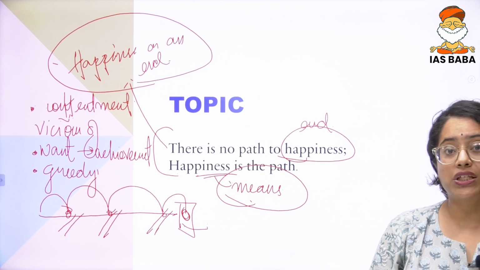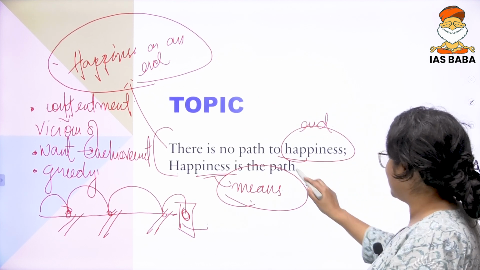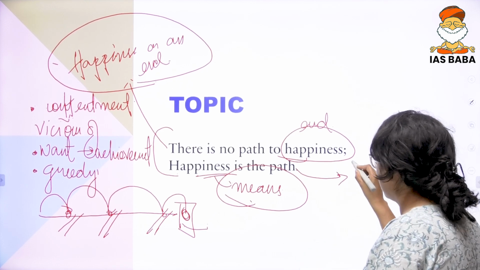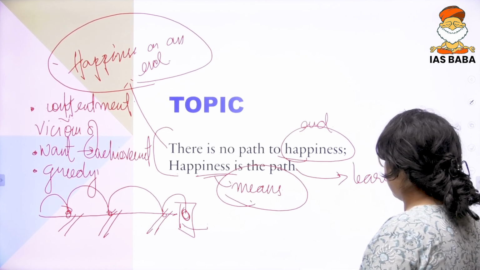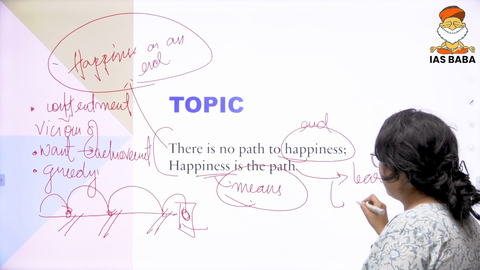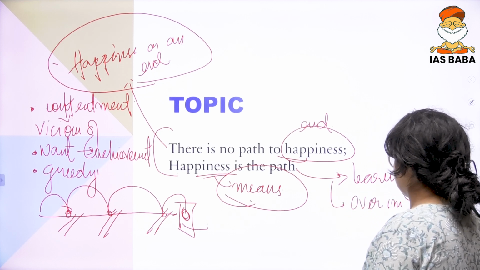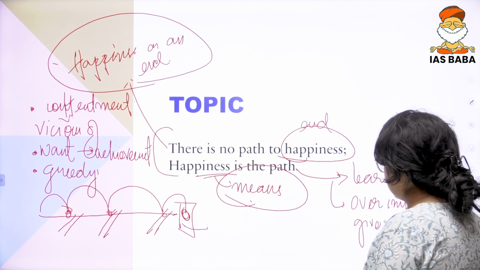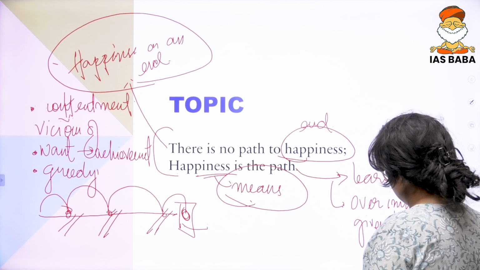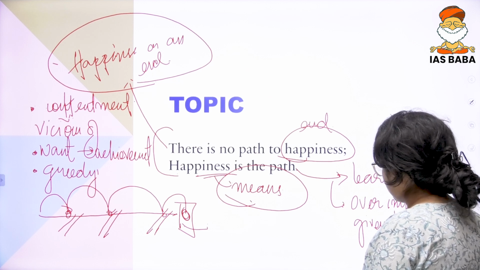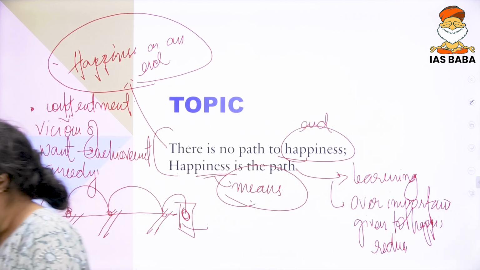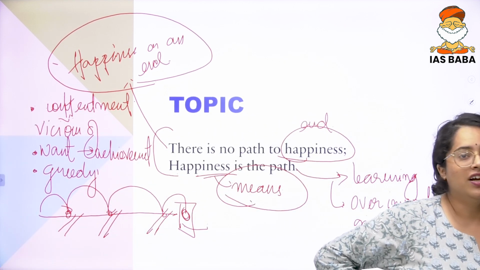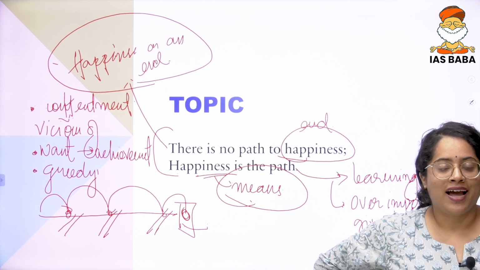But on the other hand, when you see happiness as the path, just like the example I have told you, you have so much more learning and you do realize that the over importance given to happiness reduces. Okay, so on all of these fronts, you can explore this topic. And this is something that you can have a good amount of content on.